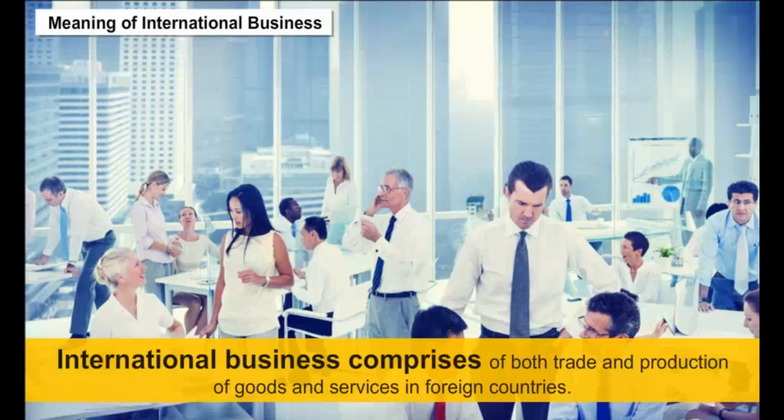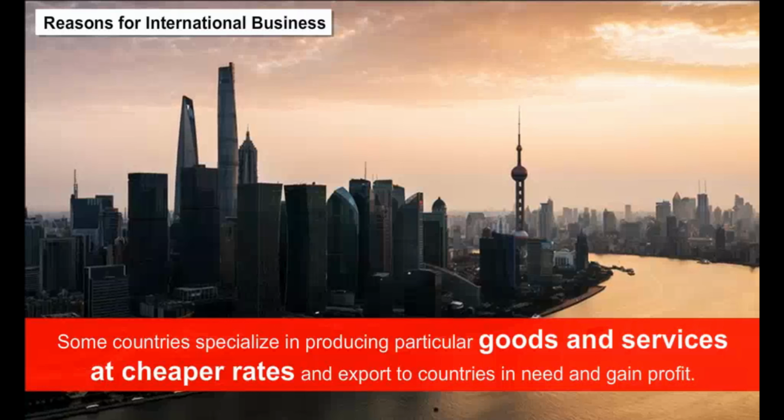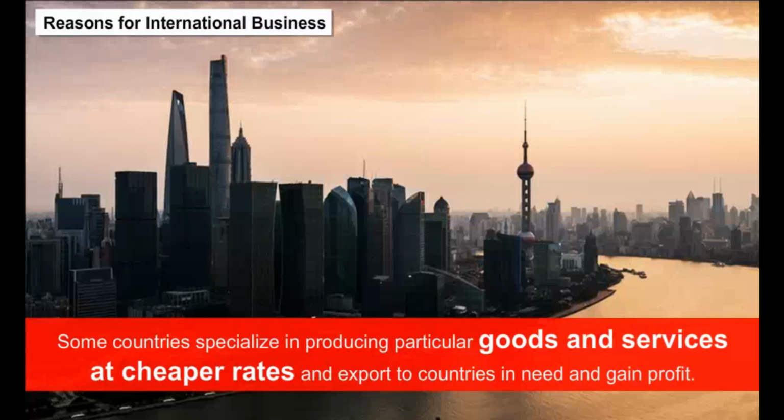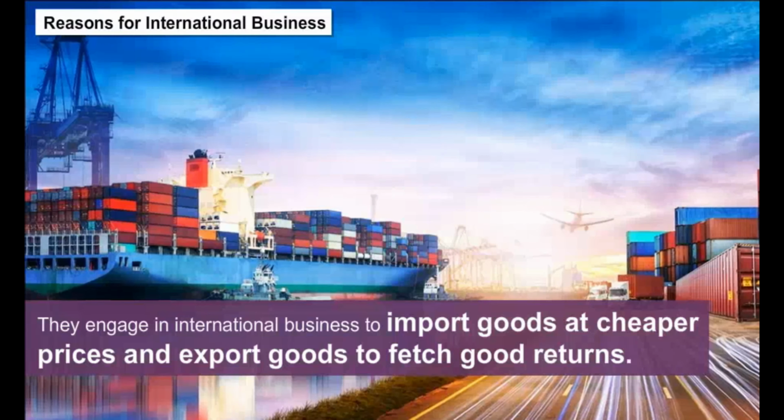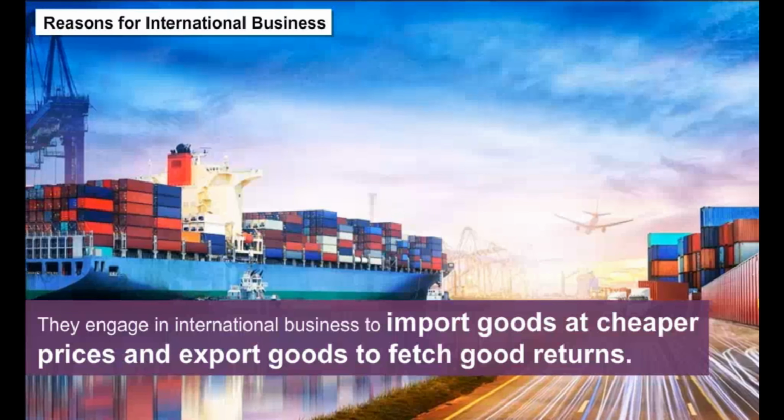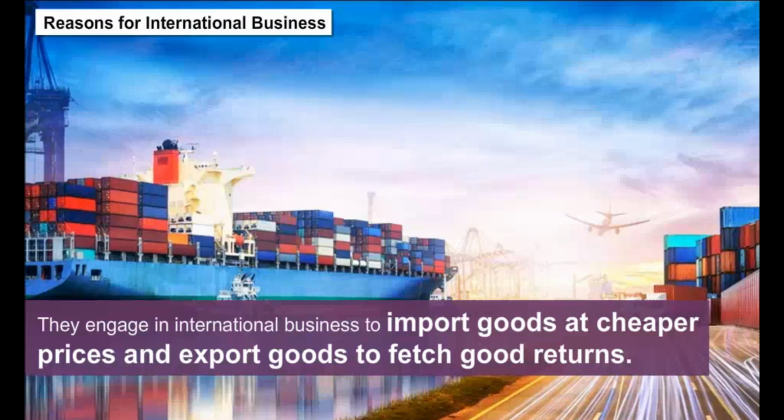Reasons for international business. Countries engage in international business due to differences in factors of production among them. Factors of production like capital, labor, technology, availability of natural resources, etc. vary among them. Some countries specialize in producing particular goods and services at cheaper rates and export to countries in need and gain profit. Companies too work in the same way. They engage in international business to import goods at cheaper prices and export goods to fetch good returns.